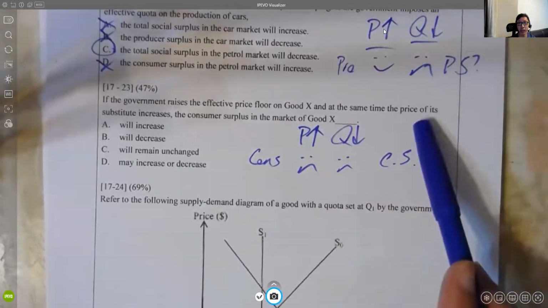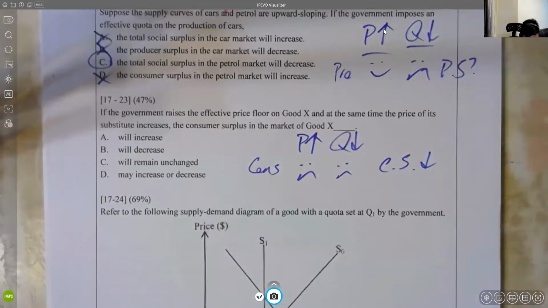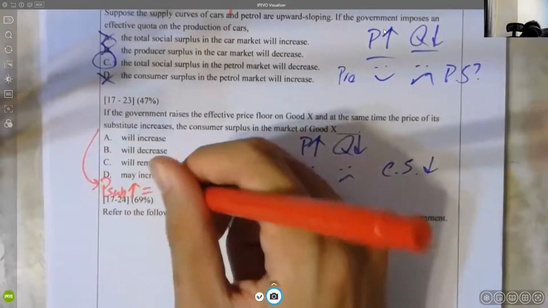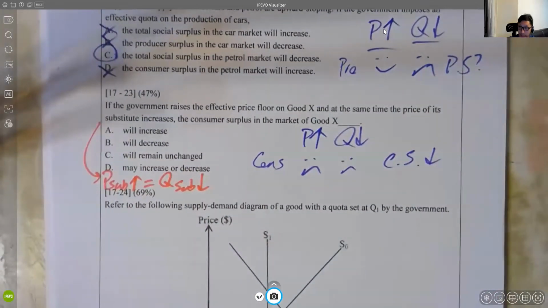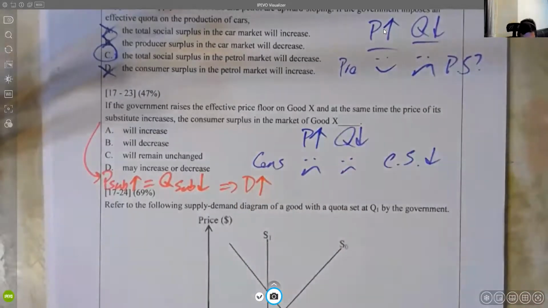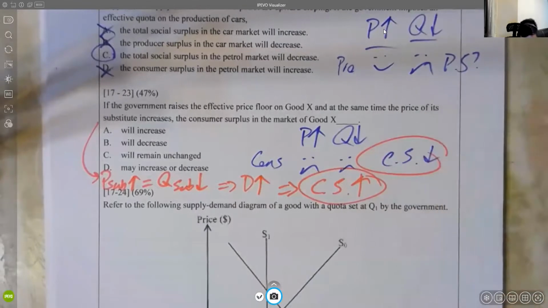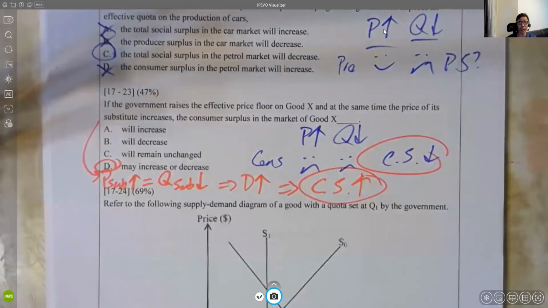Okay, at the same time, the price of its substitute increase. Do you remember what that means? Substitute, price of substitute increase, quantity of substitute decrease. Okay, since they are substitutes, right? The demand for our goods should increase. When demand for our good increases, CS goes up. So now we have a CS goes up and CS goes down. What is the final result? May increase or decrease or even remain unchanged. Who knows, right? You're not given that.